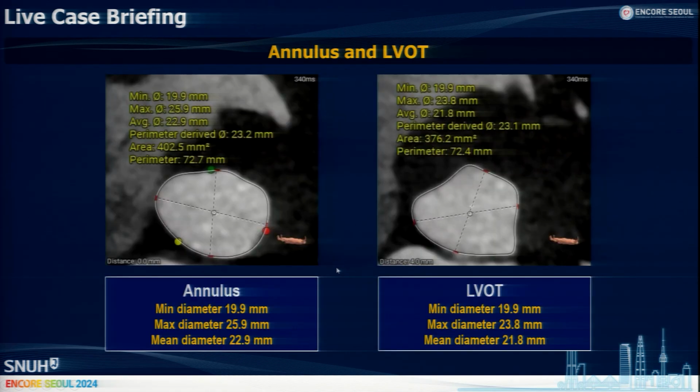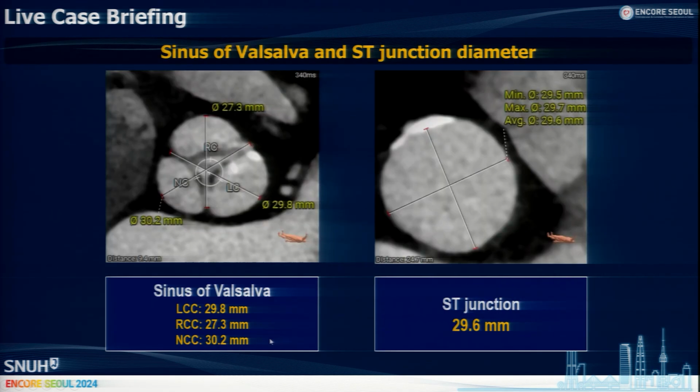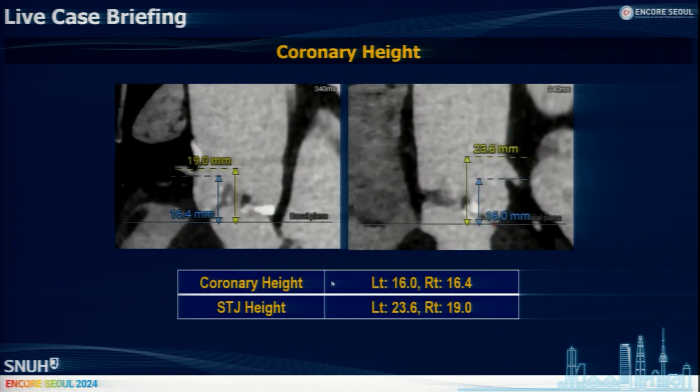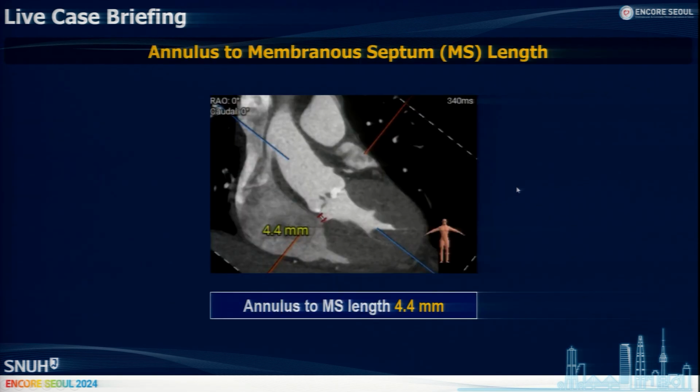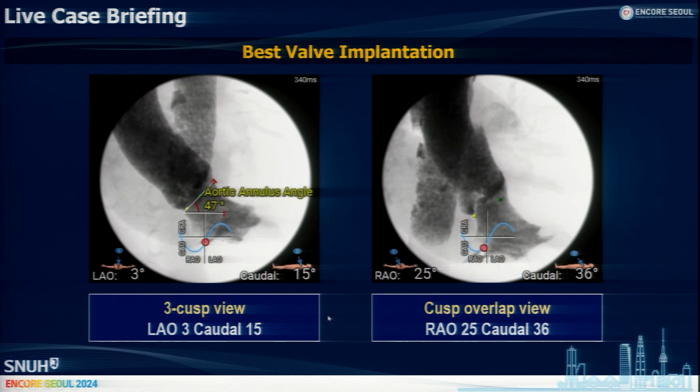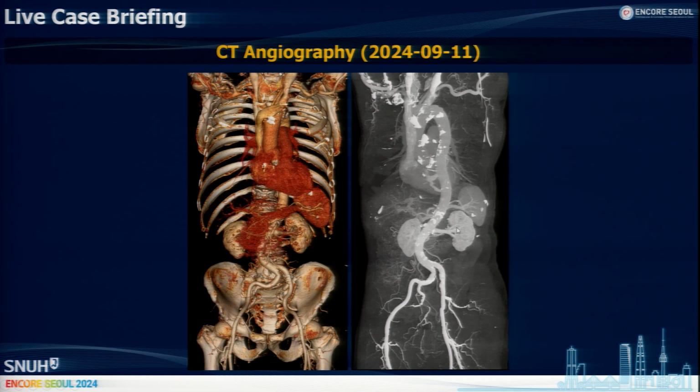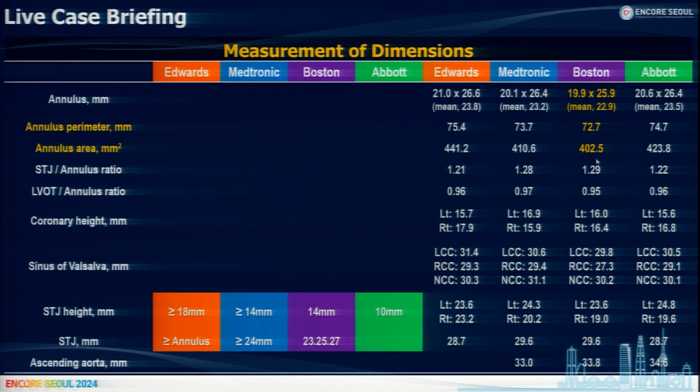grade, plus annulus LVOT is free of calcium, 23 and 22, plus sinus of Valsalva wide, 30 or 28, as the junction is also 30 wide with calcium plaque, plus coronary height is 16 on both sides, as the junction height is 20 or 23, plus membranous septum is short, 4.4, thus conduction problem is the issue in this patient, plus three-cusp view is the main view, it's a good angle, plus iliofemoral artery is tortuous, plus to summarize measurement, the annulus is 20 by 26, mean 23, annulus area is less than 430, small annulus male.